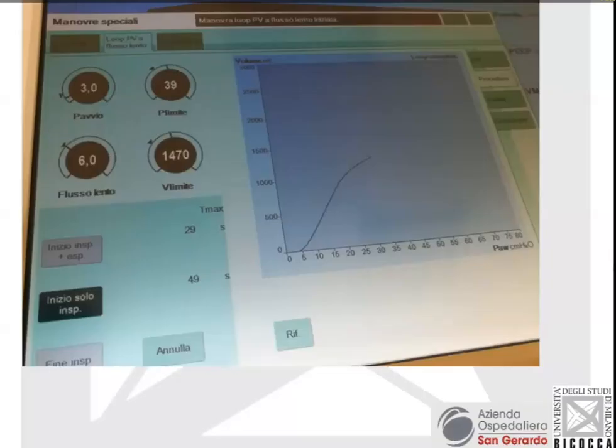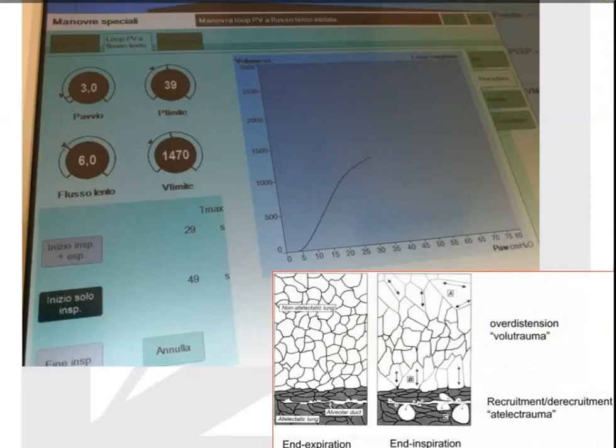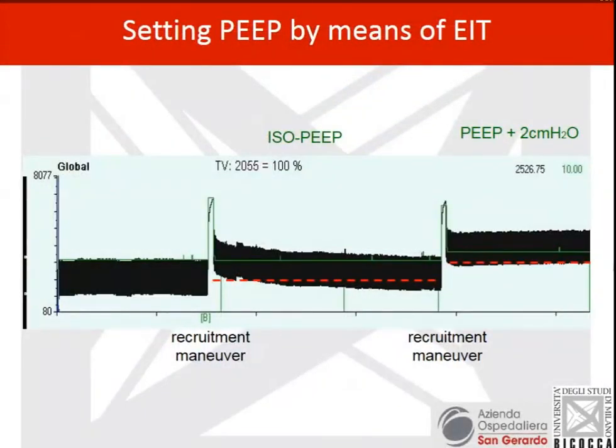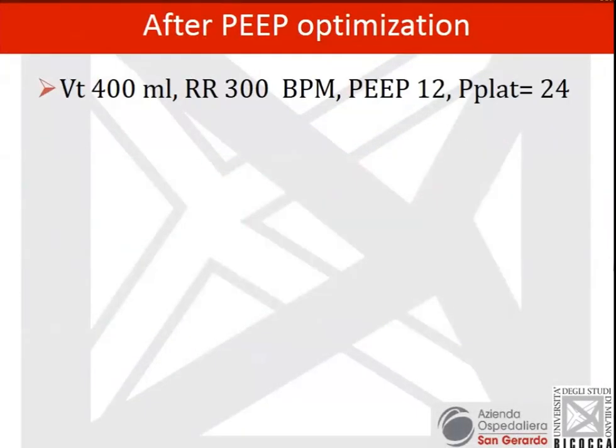Okay, and then you can also do a PV curve that will basically give you, in just one snapshot, the view of what's going on in the lungs. But for the sake of time, I will also skip this one. Maybe we can go back to this.